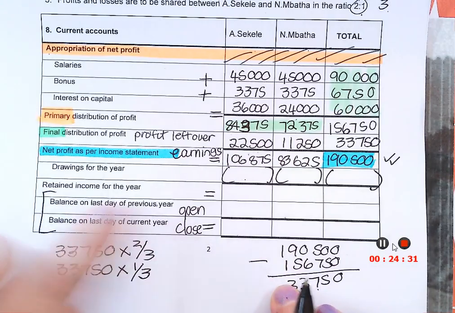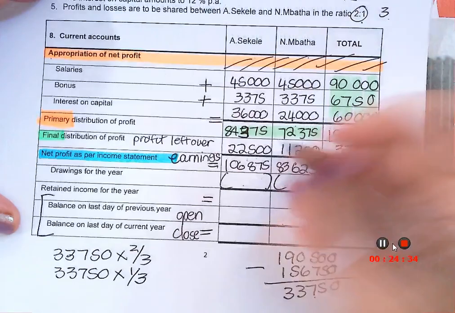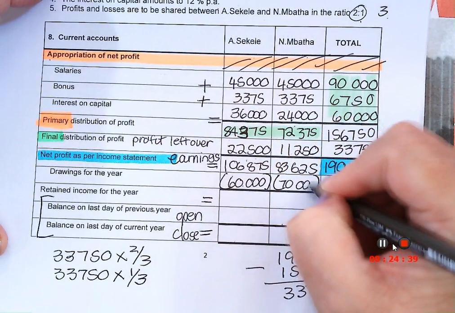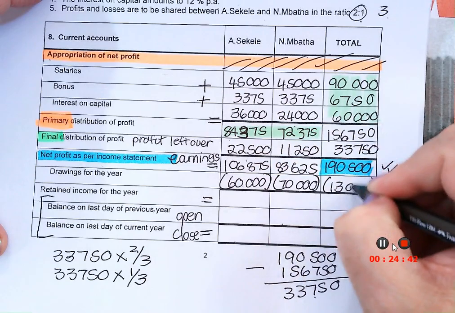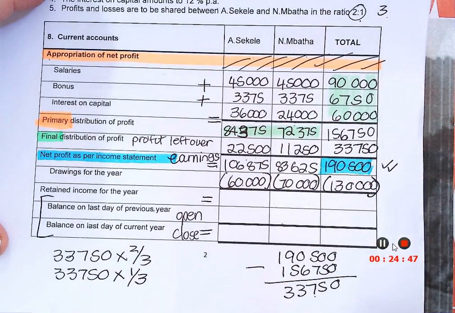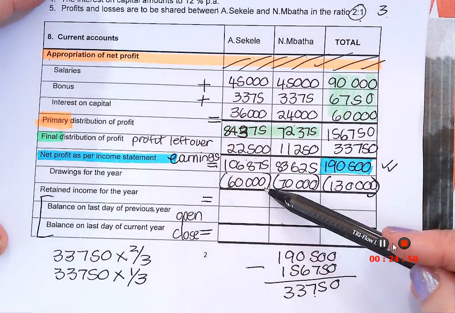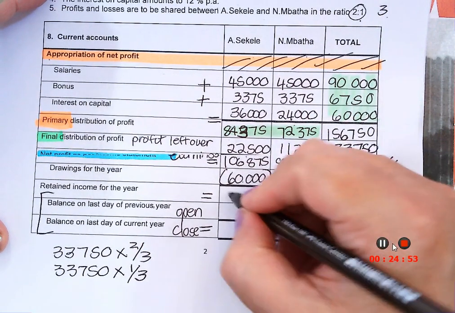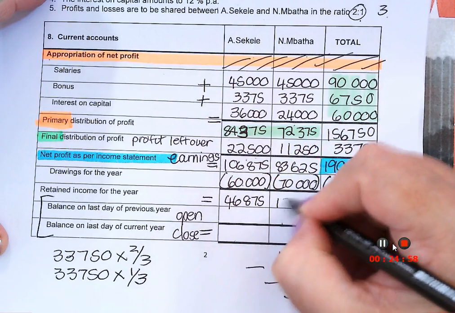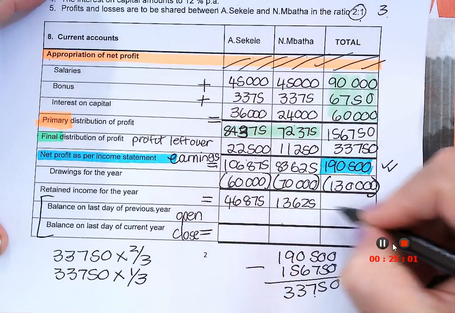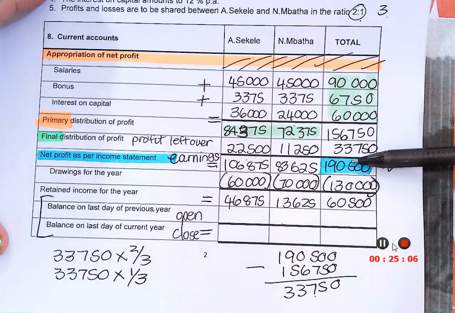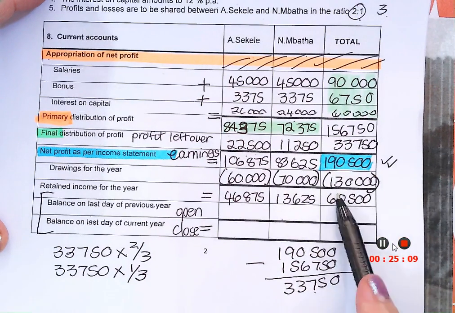The drawings, I just look at the top. They give me 60 and 70. So it gives me 130. And now there's a thick line, so I need to do a sum. But this sum I'm going to minus because it's got brackets. So this is going to be 46, 13 and 60. And again, everything down and sideways will give me the same.